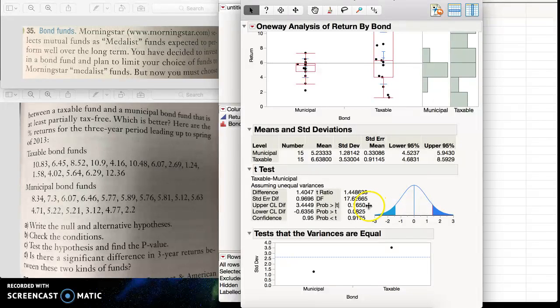So we're going to look at the probability that t is less than this one right here. The p-value is 0.1650, which means that there does not appear to be a significant difference between these two funds.